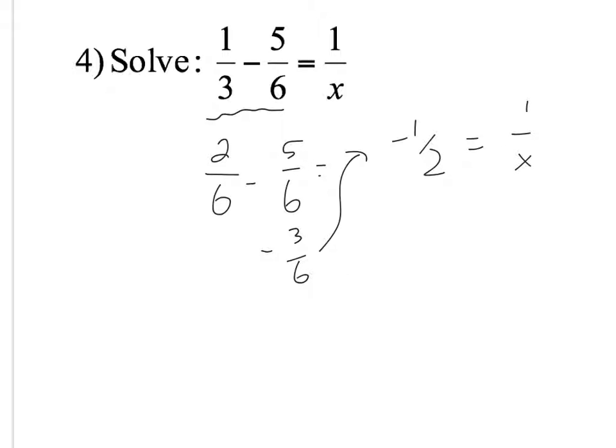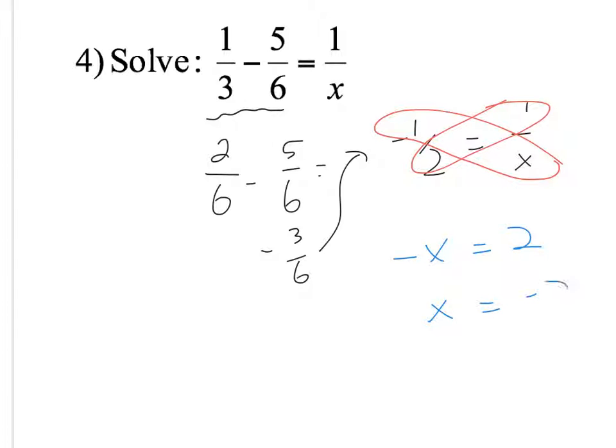Now I've got a classic case of cross multiplication. We're only allowed to cross multiply, you might remember, if there's an equals in between. So I end up with -1x equals 2. Division or multiplication by -1 generates the answer of x equals -2. And that's something we could certainly check by subbing back in this case. I'll leave that up to you.